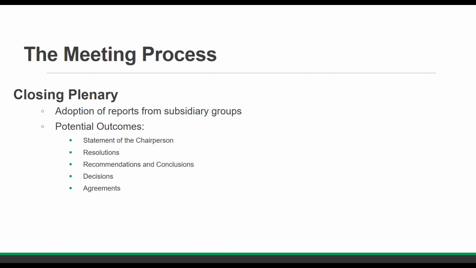But anyway, each agenda item will have these closing plenaries where you'll either just get statements of what happened. If parties are not able to come to agreement, you'll have a report back on what happened. You might have a set of recommendations or conclusions, or you might come out with a decision.